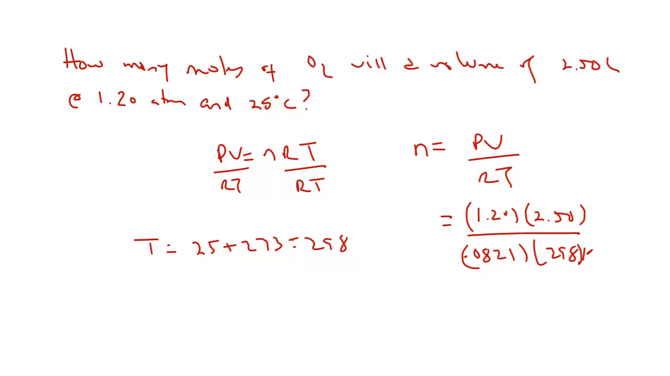So as I'm substituting, I know my pressure has to be in ATM, which it is. My volume has to be in liters, which it is. My temperature has to be in Kelvin, so I just added 273 to the 25 to get it to Kelvins. And then I can use my R as 0.0821. When I do everything, that's around 0.123 moles.